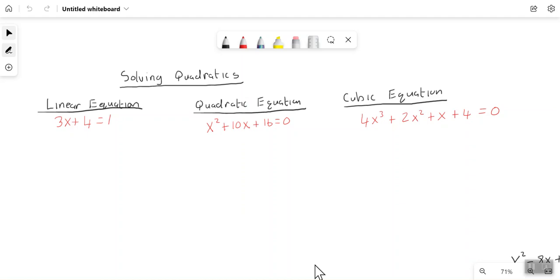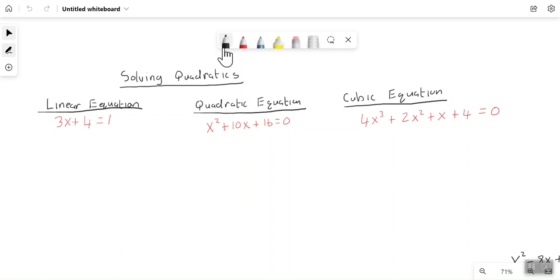So what we're going to look at in this lesson is solving quadratic equations. If we have a look here, these are the three types of equations that you're going to come across in Junior Cert higher level maths. Here we have a linear equation. So what makes this a linear equation?